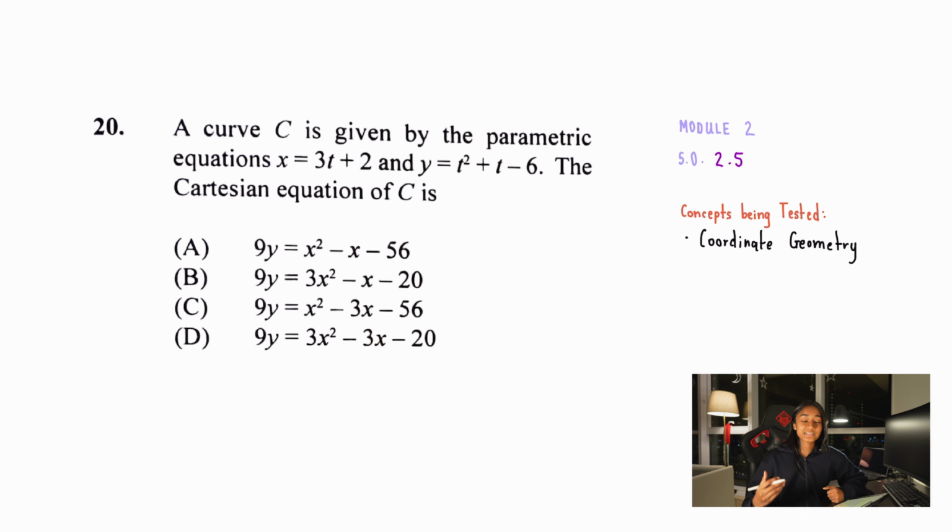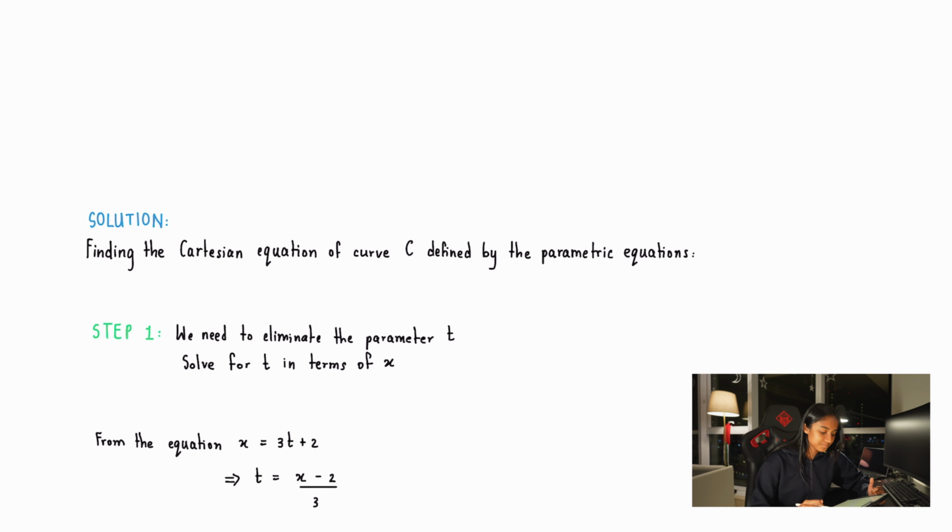Question 20 states that a curve C is given by the parametric equations x and y, where x is equal to 3t plus 2 and y is equal to t squared plus t minus 6. The Cartesian equation of C is one of these options, and we need to figure out which one. Ideally, by the end of this, we eliminate the entire parameter t, and we are going to do that using the following method.